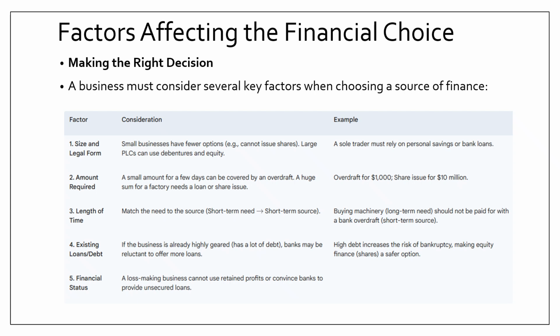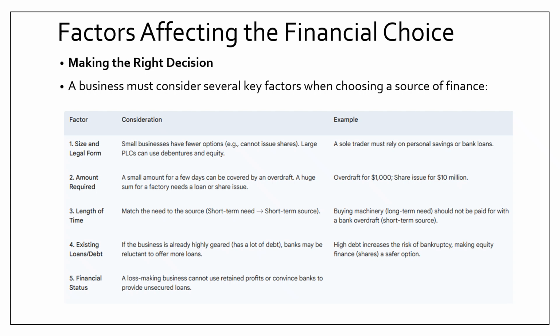Second one, amount required. A small amount for a few days can be covered by an overdraft. A huge sum for a factory needs a loan or share issue. For example, an overdraft for $1,000, and a loan or share issue for $10 million.